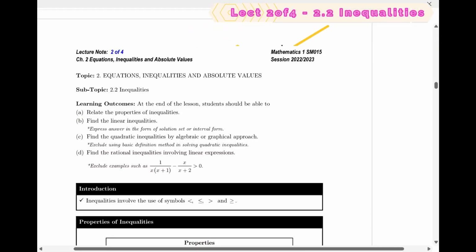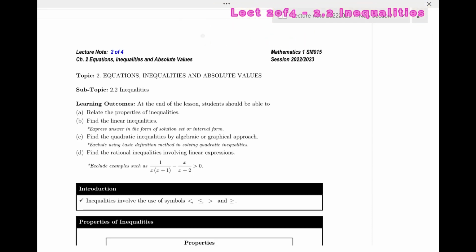Assalamualaikum and hi everyone. Welcome back to the second hour of our topic 2, which is 2 of 4. This time we will go into the second subtopic, which is inequalities.